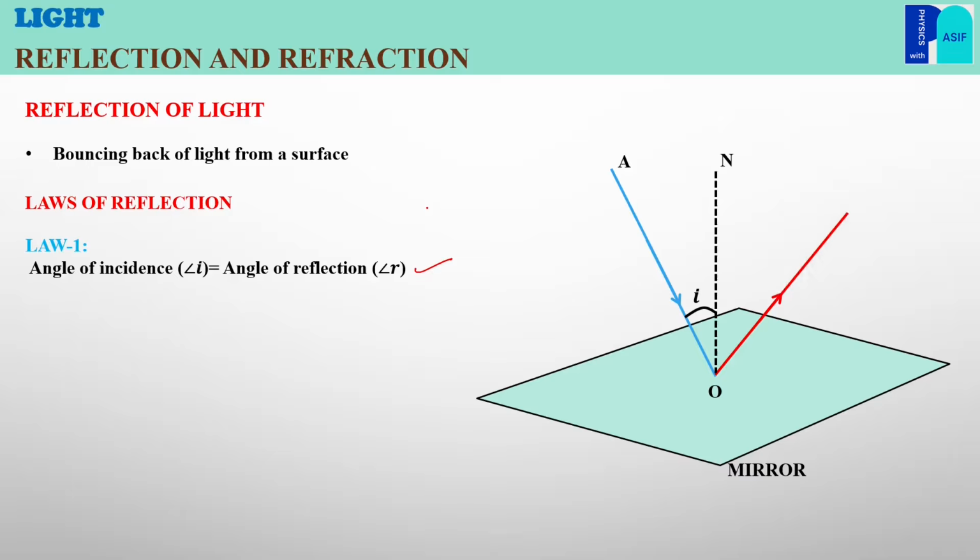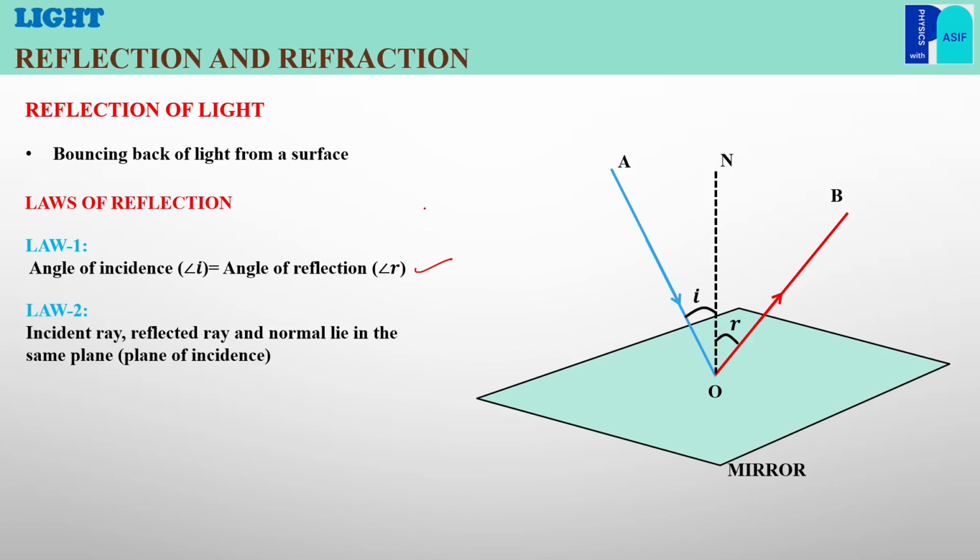Therefore, say OB is the reflected ray, and this reflected ray is making an angle, say r, with the normal ON. Therefore, according to the first law of reflection, the angle of incidence is equal to the angle of reflection. Just remember that the angle of incidence is the angle made by the incident ray with the normal, and the angle of reflection is the angle made by the reflected ray with the normal, and these two angles are the same according to the first law of reflection.